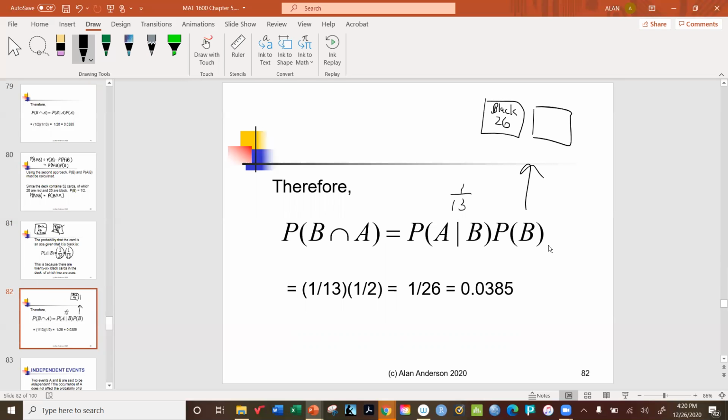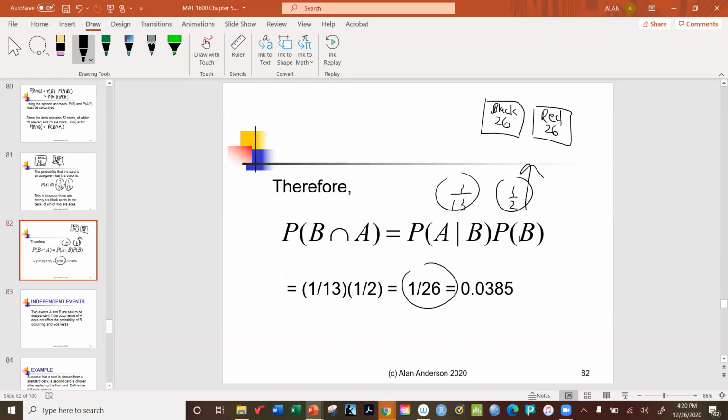Half of them are red. Therefore, this probability is simply 1/2. And the product is 1 out of 26. Again, we already knew that. Okay, so this just confirms that we already knew that this probability is 1 out of 26.